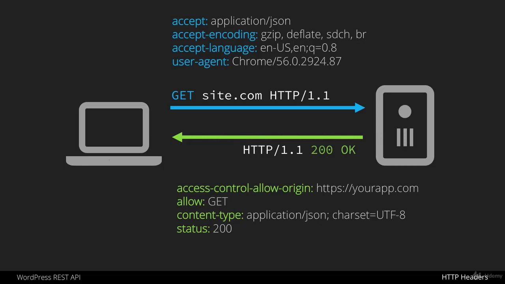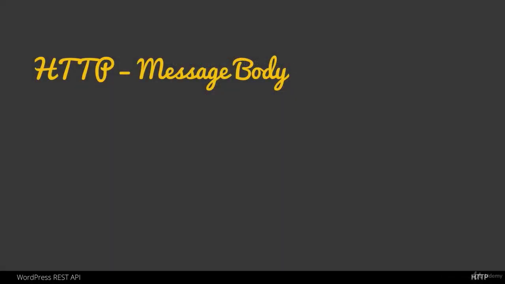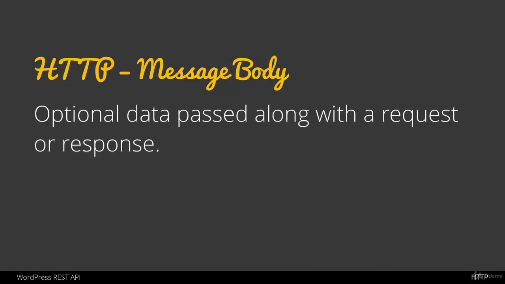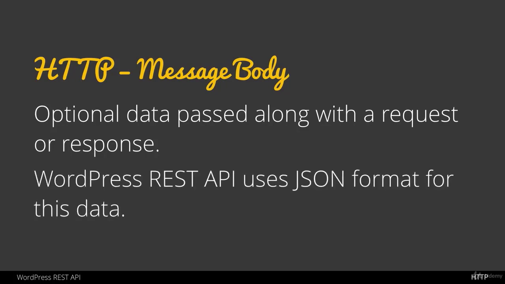So now that brings us to the third, which is kind of the bulk of what we're really going to be dealing with when we're working with the WordPress REST API, and that is the message body. So this is optional data that's passed along with a request or response. And with the WordPress REST API, we're going to be using JSON format for this data. However, if you just hit a normal URL on a WordPress site, you're actually going to get back the HTML for that page as the message body. So it doesn't have to be JSON, but it will be in the context that we're using it.